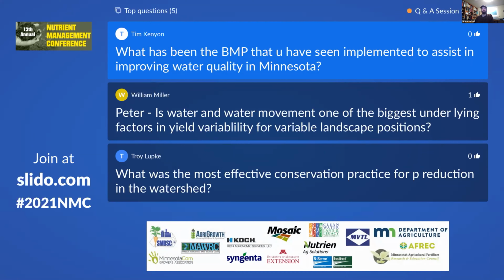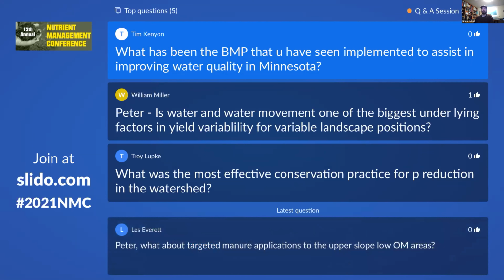I think the answer to that is it depends. Cover crops have shown a lot of promise for reducing nitrogen, and the nutrient reduction strategy goals for nitrogen are a little bit more ambitious than what they are for phosphorus. But at least for this work in the Cottonwood, the landowners that were putting in WASCOBs and grass waterways were seeing really big reductions in sediment and phosphorus, which I think answers one of the Slido questions. It's a couple more down.